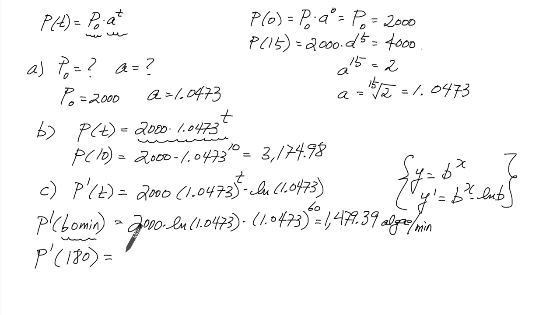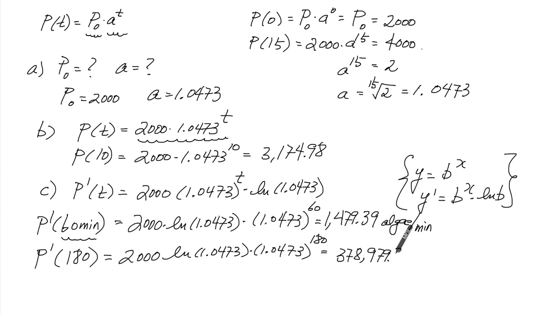The rate of change after 3 hours. In a similar fashion, we plug 180 minutes into our derivative, and if you plug that in, we get a huge value of 378,979.37 algae per minute. So as you can see, after 3 hours, the population of these algae are growing, as our P of t tells us, at an exponential rate.